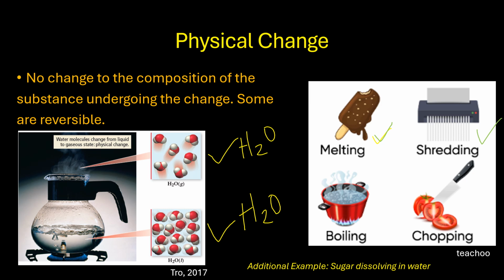So some of the physical changes we deal with are reversible. Actually, a lot of them are reversible. There are some that are not really reversible. Like if you shred paper, it's not easy for you to get that full paper back. Or if you chop a tomato, you can't just snap your fingers and get the full formed tomato back. But a lot of these physical changes are reversible.